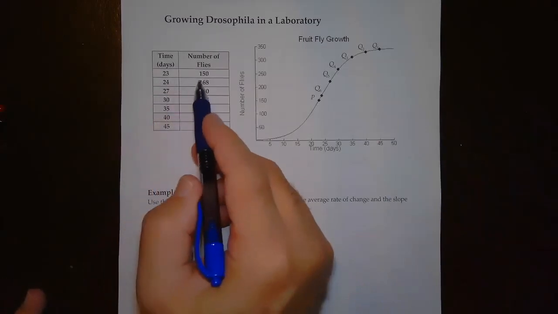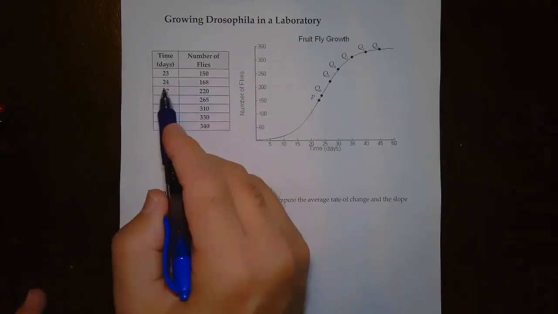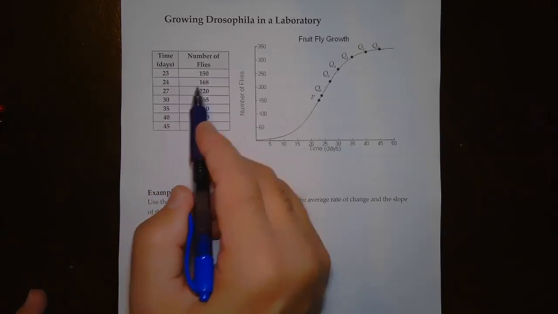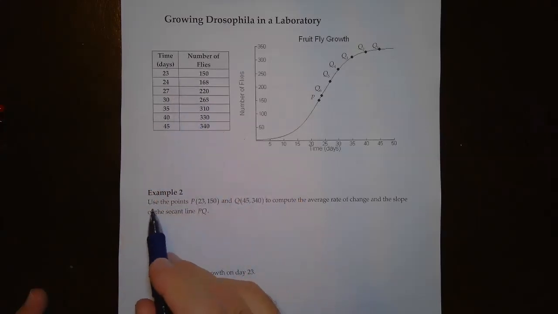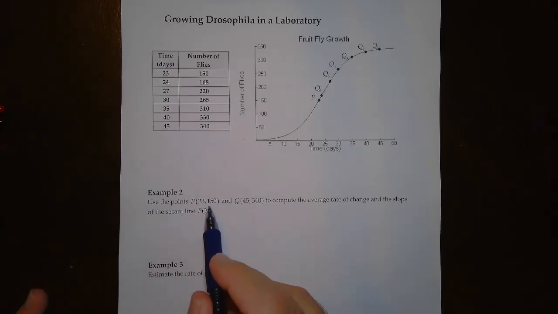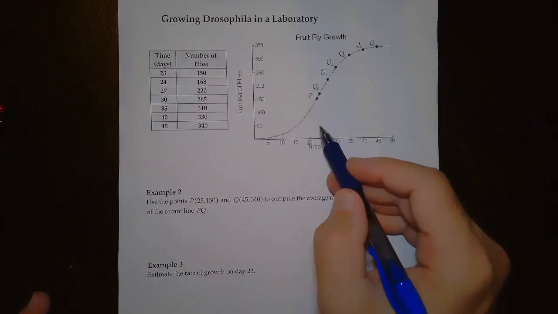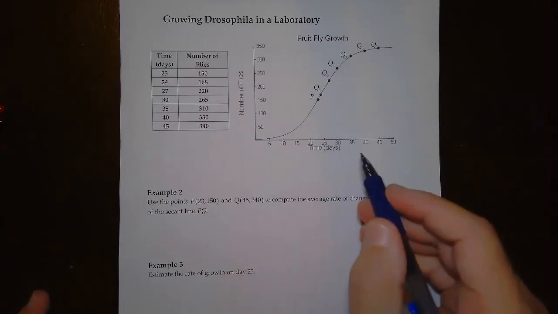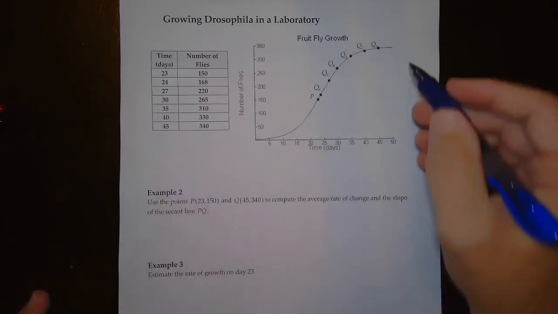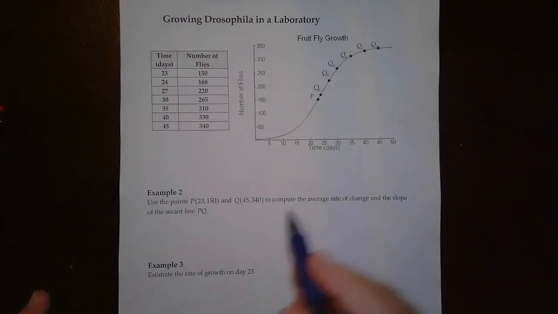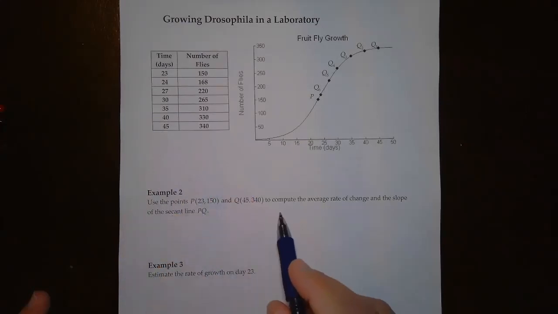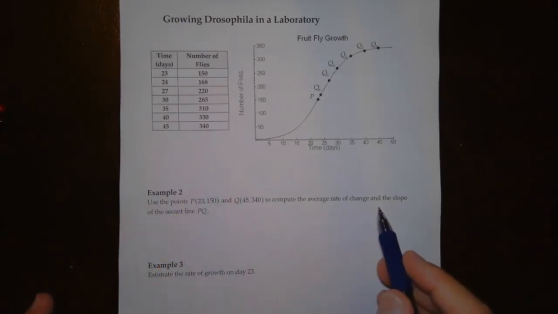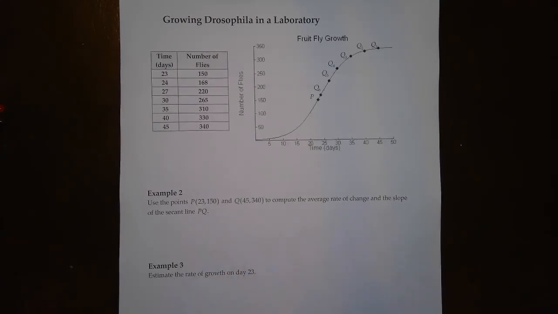On day 23, there's 150 flies, okay? 24th day, there's 168. 27th day, there's 220, and so on, okay? And so we want to use the points P, which is 23, 150, and that's this one right here, and Q, it's this last one, this Q1 right here, okay? So 45, 340, so that's on the 45th day, there's 340 flies, and we want to compute the average rate of change and the slope of the secant line PQ, all right?